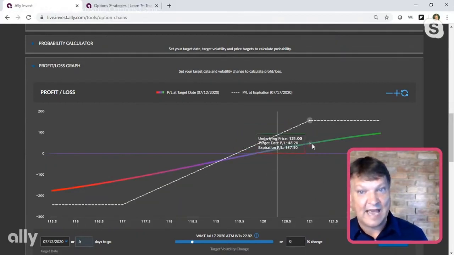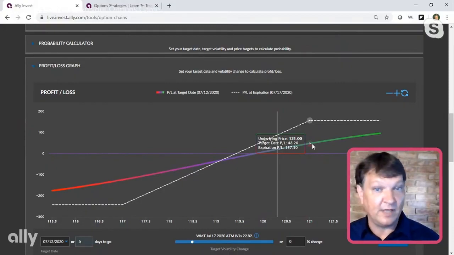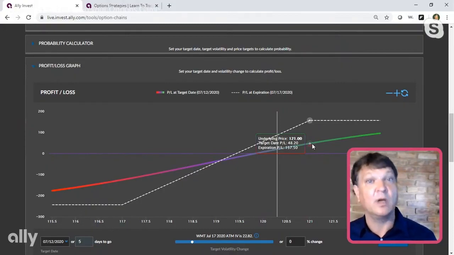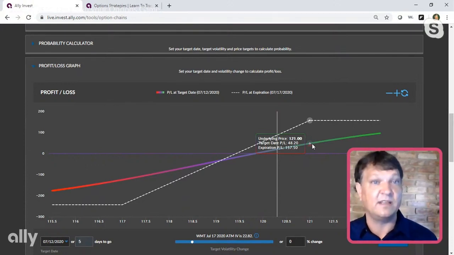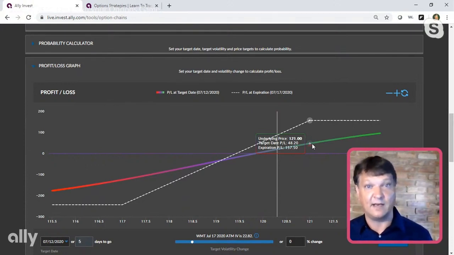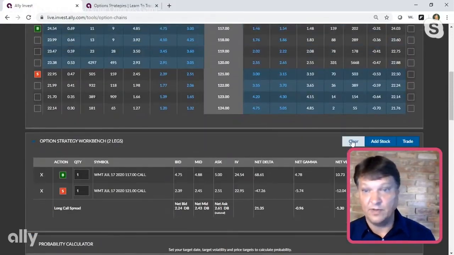And now you just see as expiration approaches, our colored line, which is showing our theoretical profit and loss graph, is slowly being drawn in like gravity towards that expiration profit and loss graph. And at expiration, it will come in together, and it'll basically start trading just like that expiration graph, the dotted line overall.